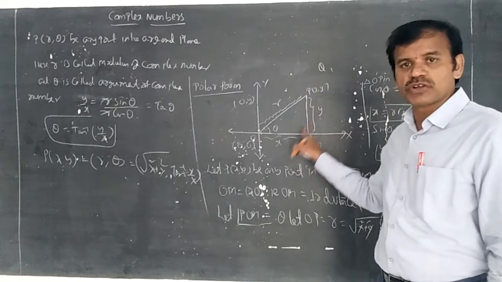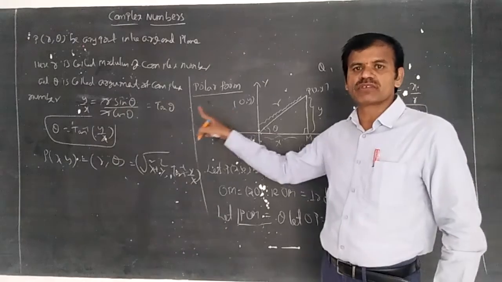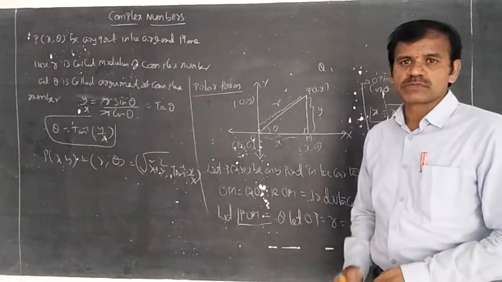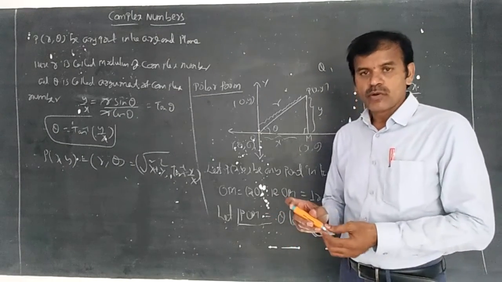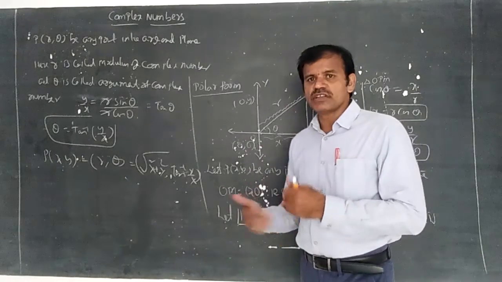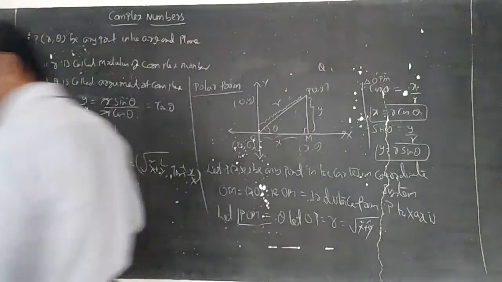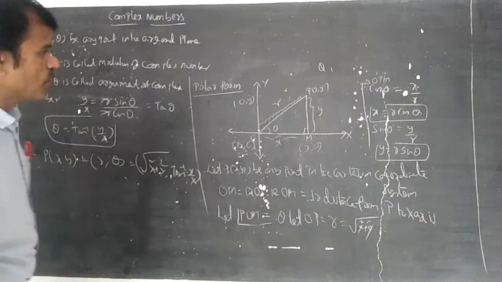In Q1 this is positive and positive. In Q2 y is positive and x is negative, so tan inverse of y by minus x here. In the third quadrant, tan inverse of minus y by minus x. In the fourth quadrant it is tan inverse of minus y by x. So the angle will be changed, negative or positive, like that. Let us discuss Q2 and Q3 later, and we can say more about the modulus amplitude form or polar form.